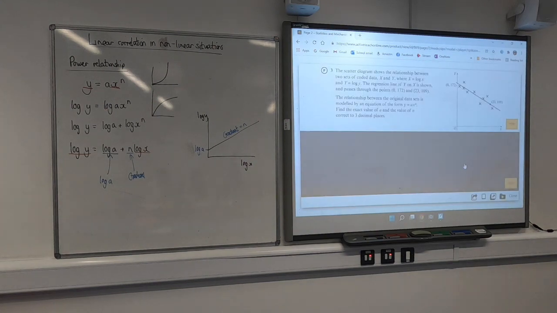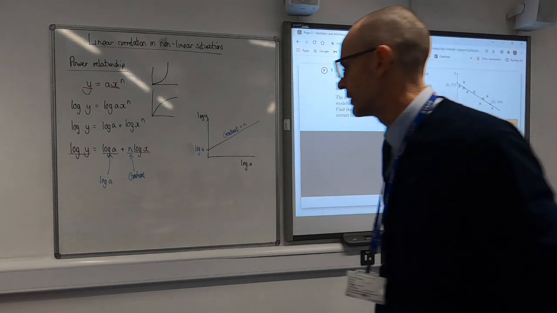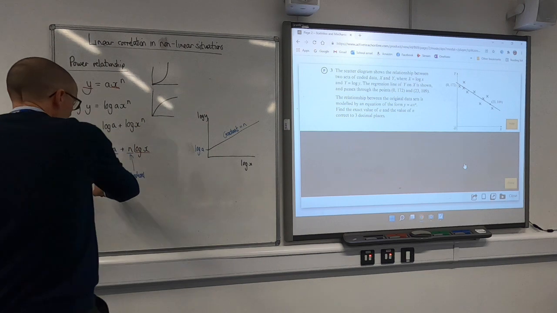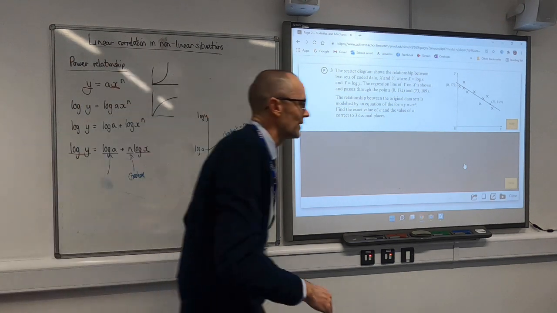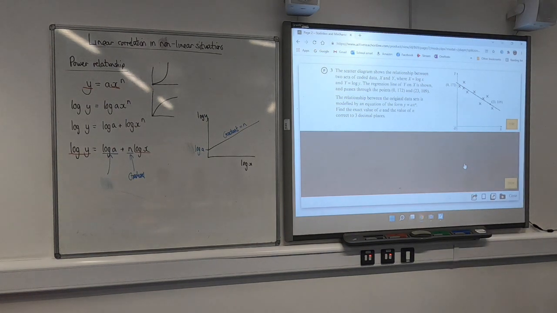Log of A. Can you just write log of A? Yes. So that's the intercept, isn't it? Okay. Yeah. Sorry, I should have said intercept. I should have said gradient.